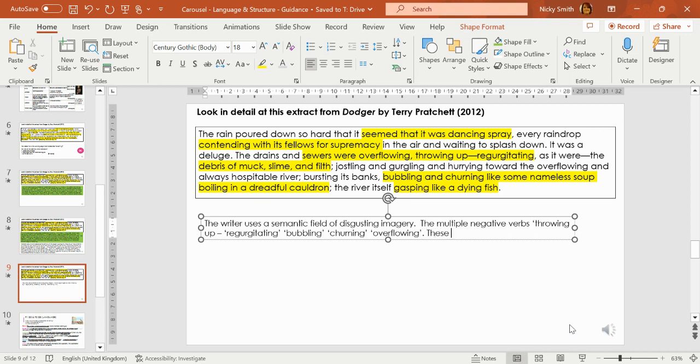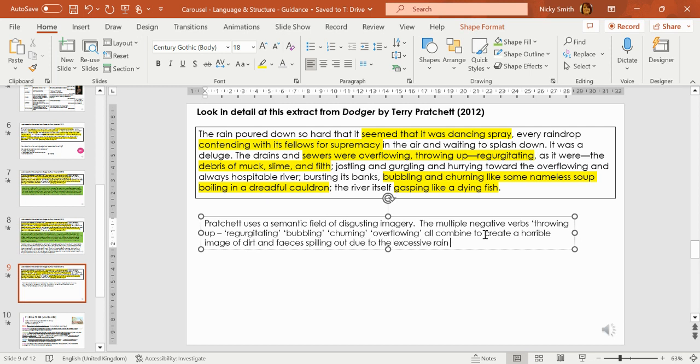So the multiple negative verbs are all combined. And as I've also embedded the quote there, let's change that to Pratchett. All combine to create a, we've said disgusting already, horrible image of dirt and feces spilling out due to the excessive rainfall.